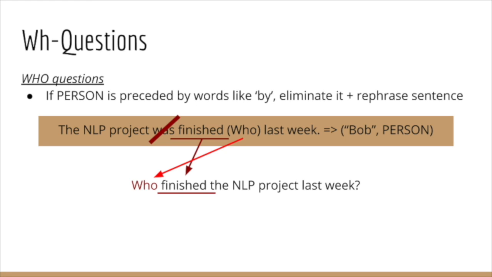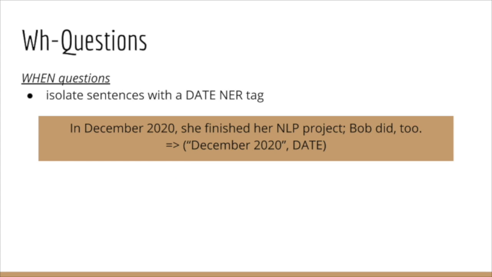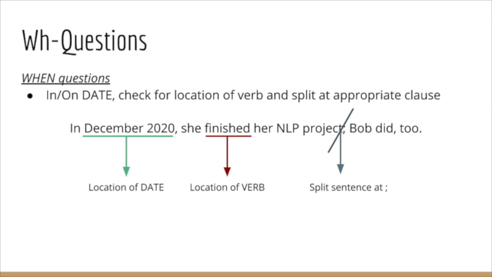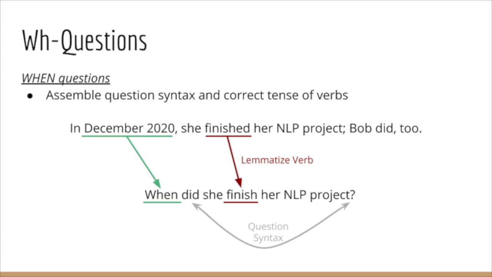When the object is preceded by "however," we reframe the sentence to become a question, as shown. When necessary, we also alter verb tense to the infinitive. We perform similarly for when questions. We isolate date entities, look for specific "in" or "on" date situations and their clause, identify its and the verb's location, then assemble the proper syntax by adding "when."